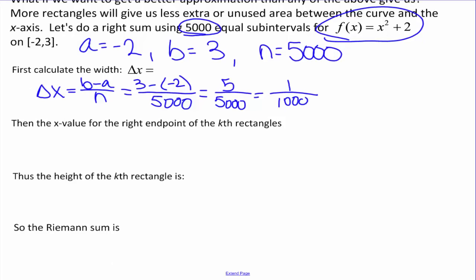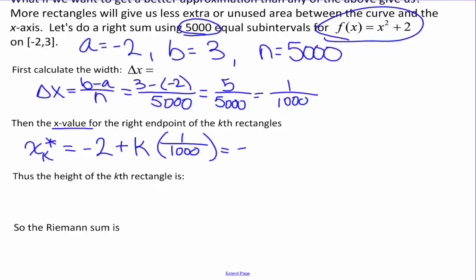Okay. So the next thing we need to do is find the x value. So that's the x of k star. So that is A, which was -2, plus k times delta x, which is now 1 over 1,000. So this is -2 plus k over 1,000. And this is the thing that would change if you needed to do left. If you needed to do left, you would have a k minus 1 right here, and you'd have a k minus 1 right there. If you needed to do midpoint, you'd have k minus 1/2, and you'd have k minus 1/2 right here. Sound good?